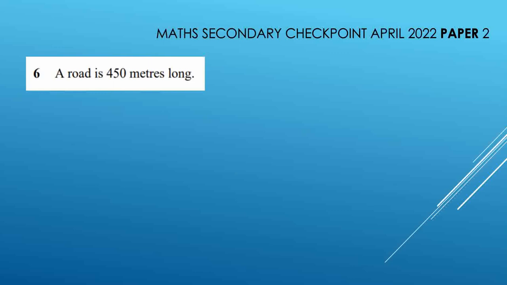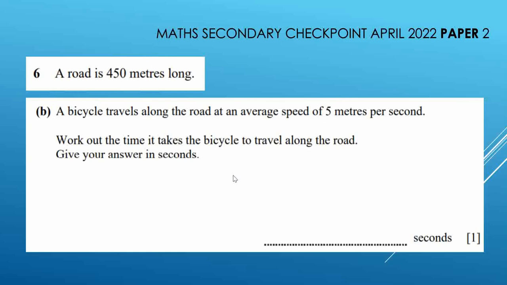Next. Question 6. A road is 450 meters long. Question 6b. A bicycle travels along the road at an average speed of 5 meters per second. Work out the time it takes the bicycle to travel along the road. Give your answer in seconds.